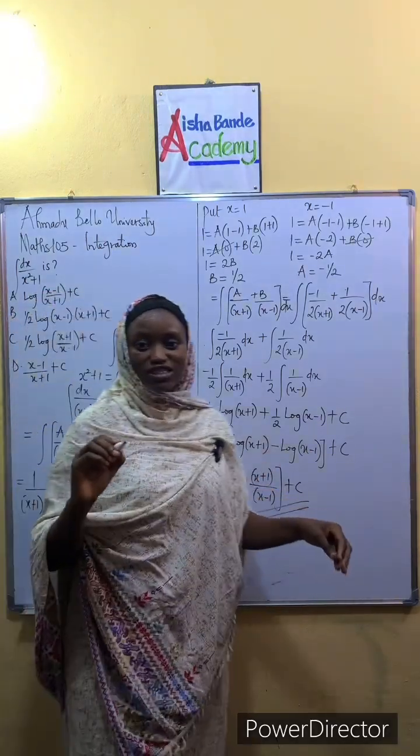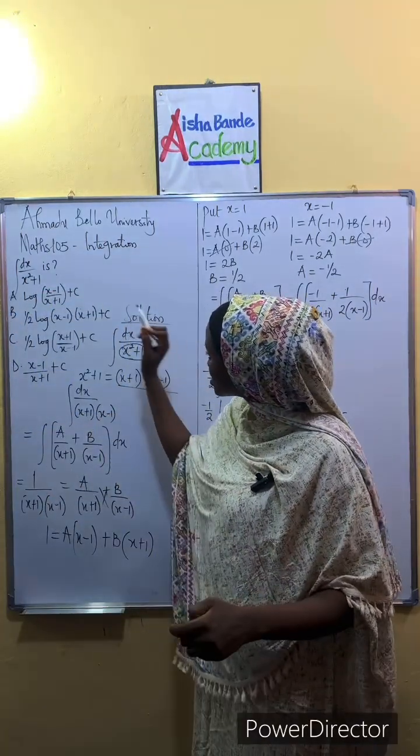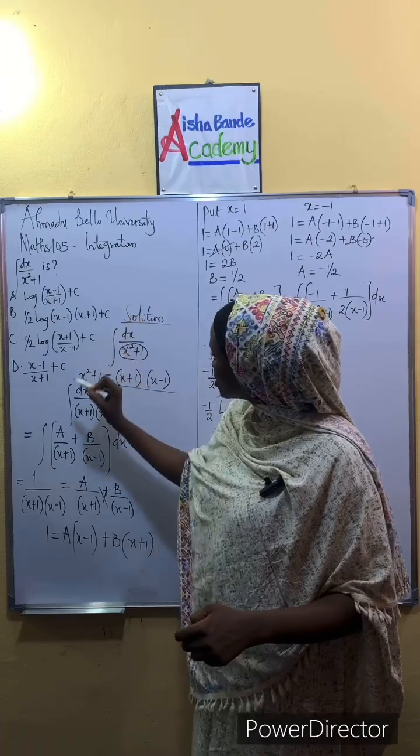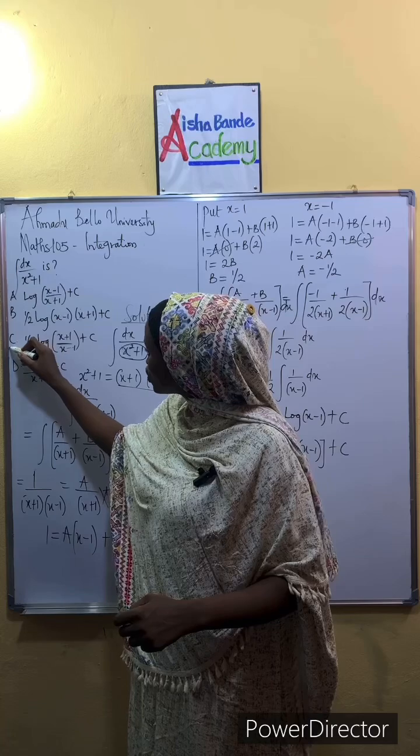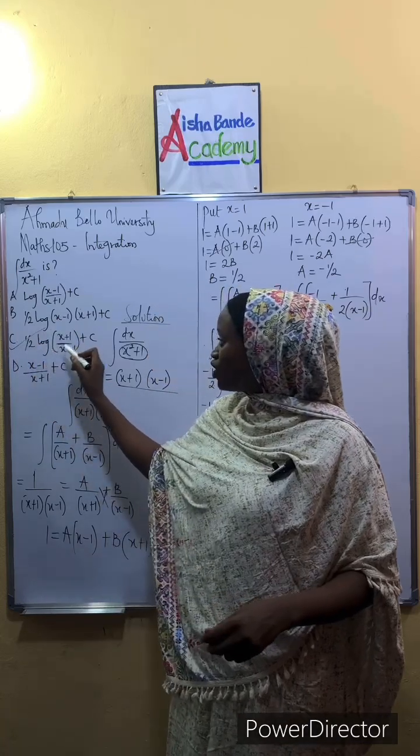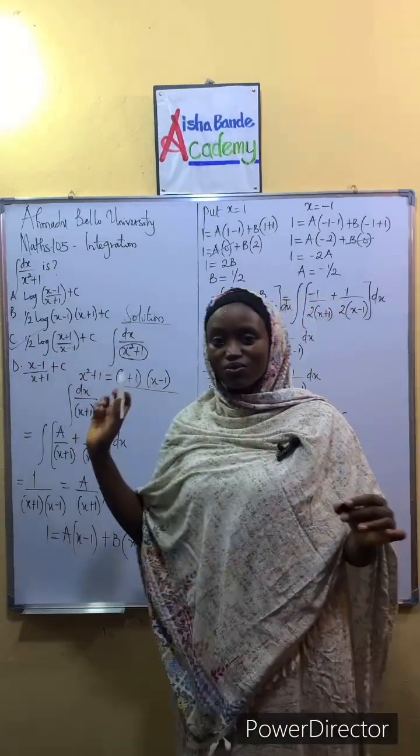So let's check the options and see which one is correct. Looking at the four options, the correct option with what we have solved is option C, which is 1 over 2 log of (x minus 1) over (x plus 1) plus c.